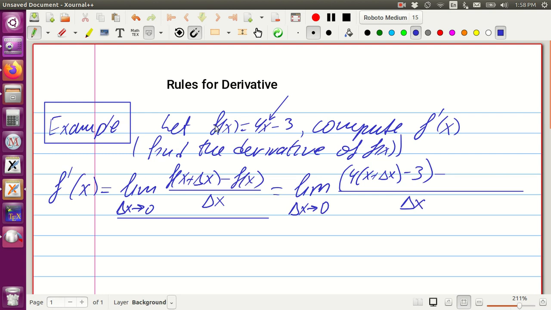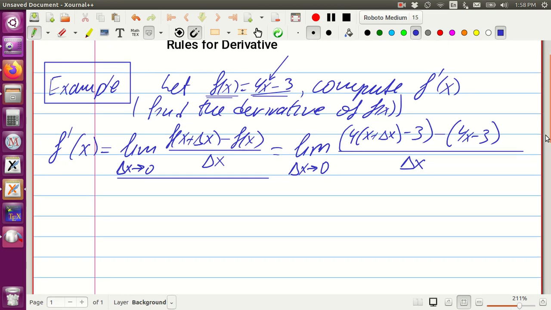And what is f of x? F of x is actually this expression over here. Look, that says f of x equals 4x minus 3. So we open parentheses, we say 4x minus 3. And this set of parentheses over here is a crucial step, because if you miss them, then your problem will not be right. So we have limit delta x goes to 0.